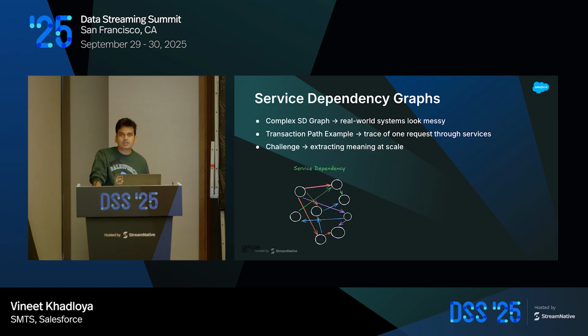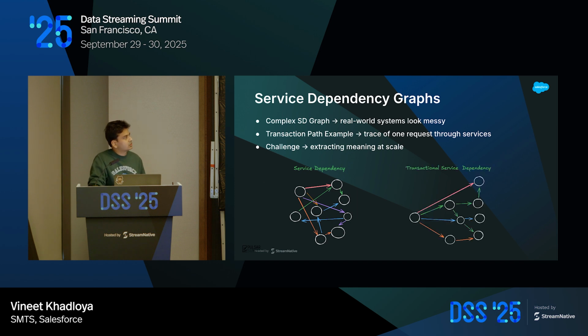At Salesforce scale, we have hundreds of microservices calling each other in intricate patterns. This graph gets more complex and messier, and we often refer to this as a hairball view of our ecosystem. And this is the reality of modern distributed systems. But if we take a pause and take a closer look at this from a transactional view, what we get is a transactional service dependency graph. And this is what we set out to build using our Flink pipeline.